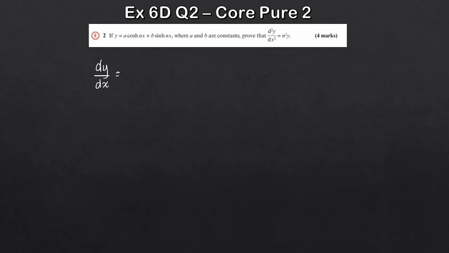Well, we've got a cosh nx. So if I differentiate a cosh nx, well, the differential of cosh is hyperbolic sine, sinh. So I'm going to have my a at the front, but remember, because this is cosh nx and we're differentiating this with respect to x, then my n is going to come to the front as well. If that was like 3x, for example, it would be 3a. So this will be the same now as an hyperbolic sine of nx. Okay, so that's the cosh differentiated.